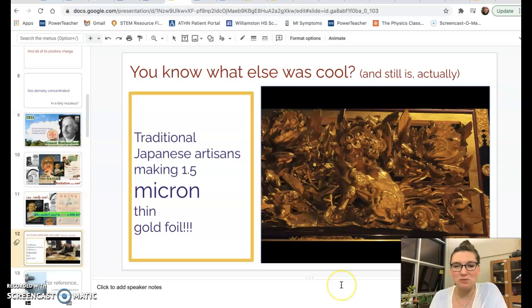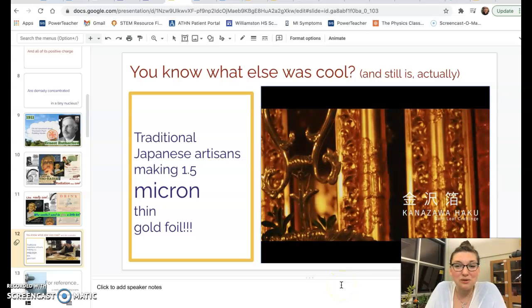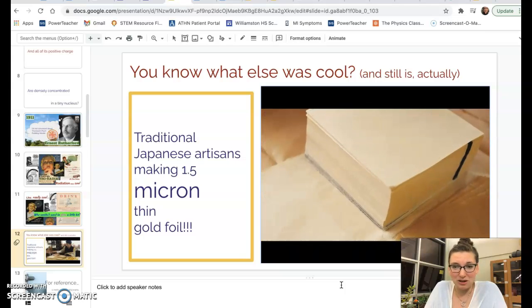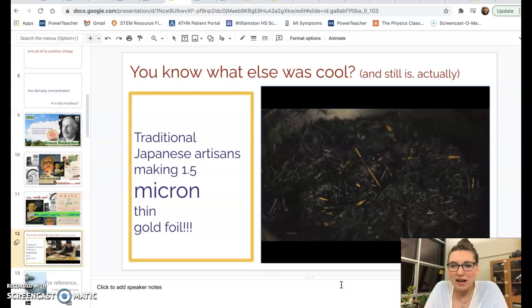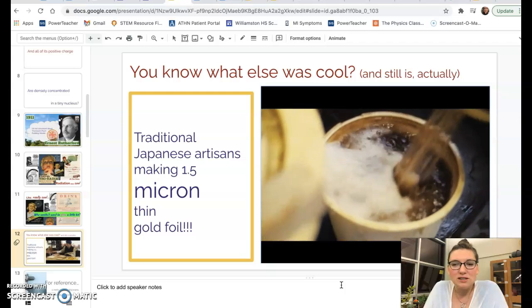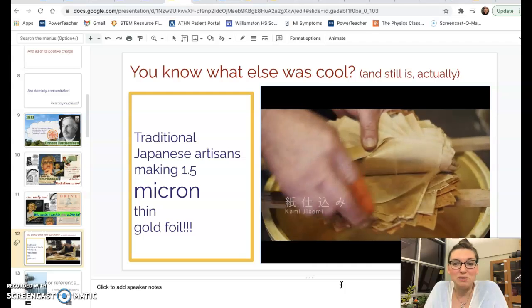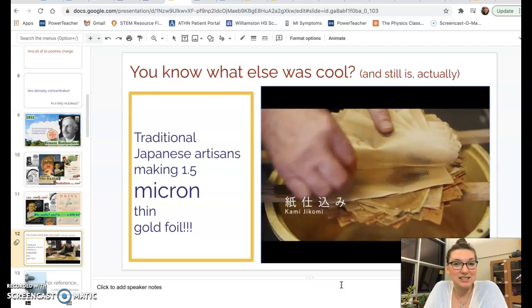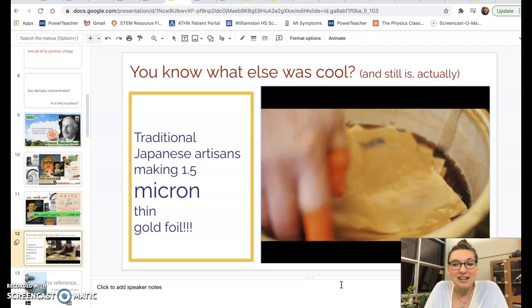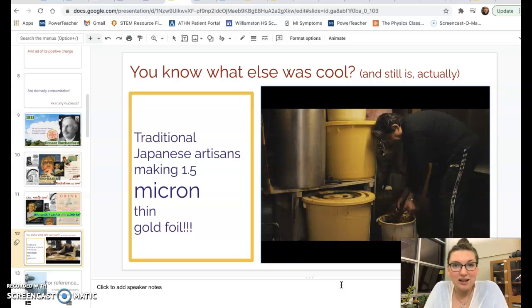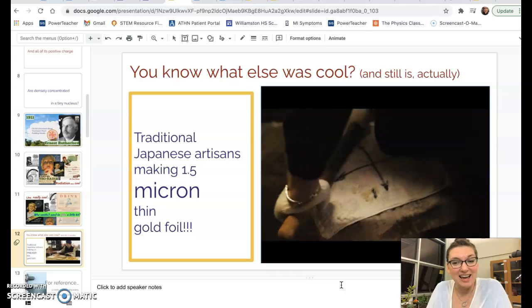So this village in Japan called Kanazawa specialized in making gold foil, which was used to coat everything with gold. It was a really fancy way to decorate churches and shrines and all kinds of stuff. So this 5-minute video, I'm not going to show you the whole thing right now, but it shows the whole process of how gold foil is made. And what is really interesting about this gold foil is that they make it so thin that it is translucent, like the light comes through it. It is 1.5 microns thick.